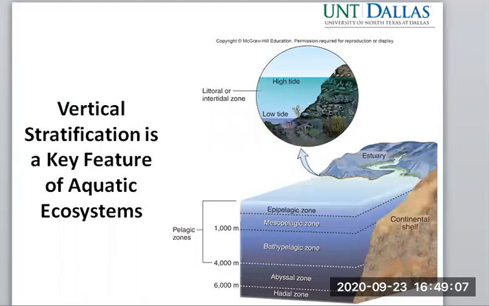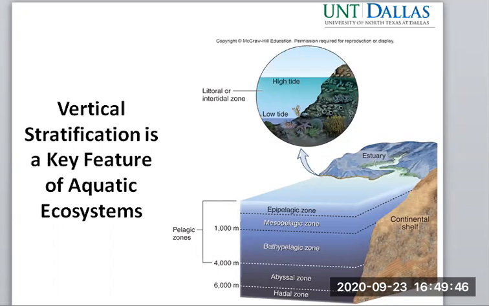You can see here in this figure, these are the vertical stratification that gives a key feature of aquatic ecosystems. We have the hadal zone, the abyssal zone about 6,000 meters below, and then at 4,000 we have the bathypelagic zone, and then at 1,000 meters we have the mesopelagic zone and the epipelagic zone. These are called the pelagic zones. Light penetrates only the top 10 to 20 meters of the ocean. Below this level, temperature drops and pressure increases.